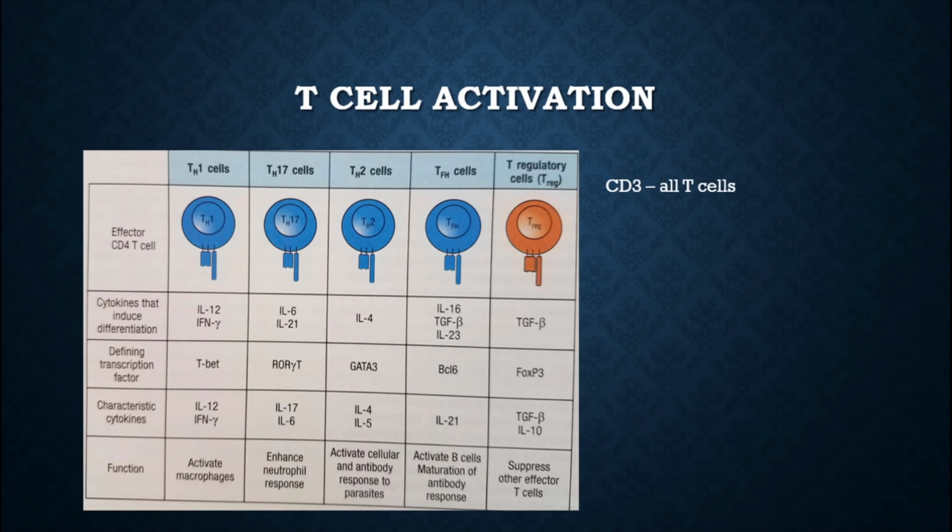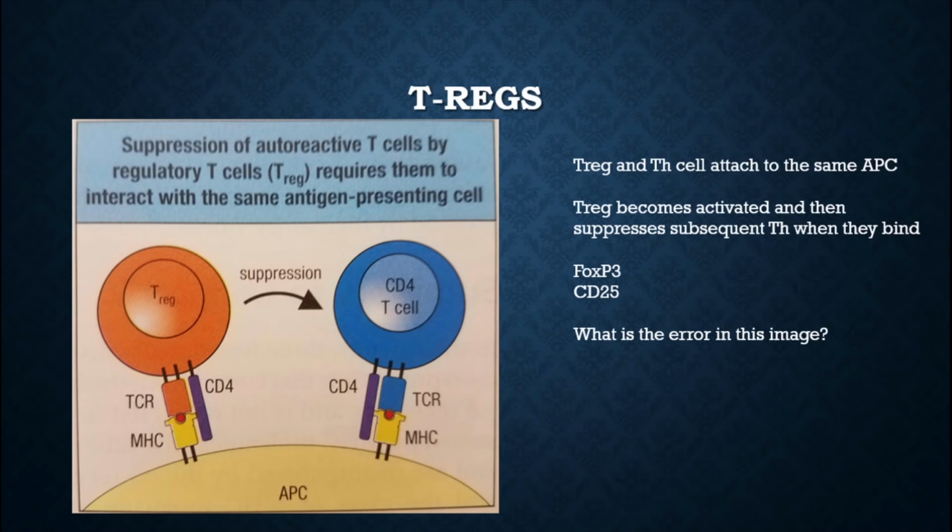And then finally, we have regulatory T cells, which are essentially going to suppress the action of other T cells. I wanted to point out regulatory T cells. They're going to use the transcription factor FOXP3.